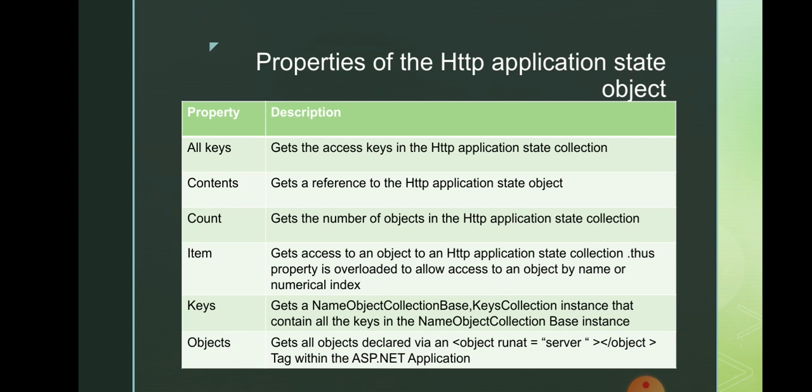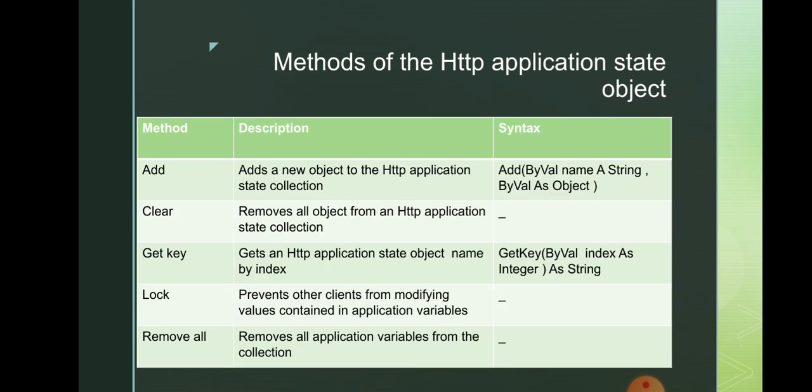Next, we move on to discuss the methods of the HTTP application state object. First method is Add. Add a new object to the HTTP application state collection. Clear. Remove all objects from an HTTP application state collection. GetKey. Get an index for an object which is stored in the HTTP application state. Lock. Prevents other objects from modifying. That means lock the object from modifying values. RemoveAll removes all the application variables from the collection.